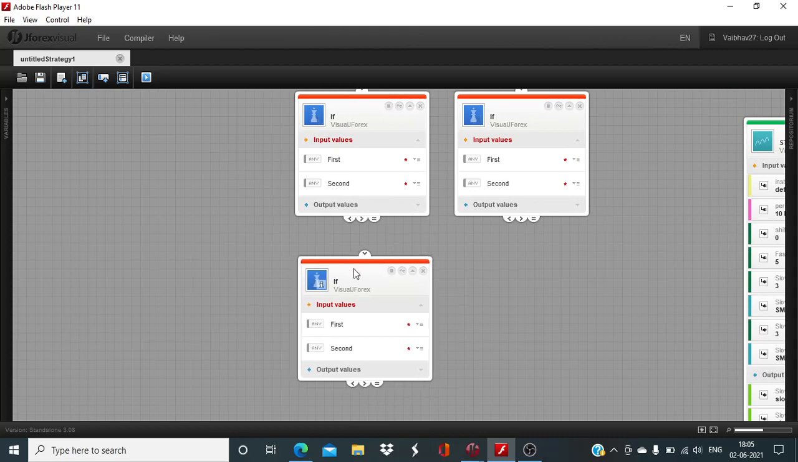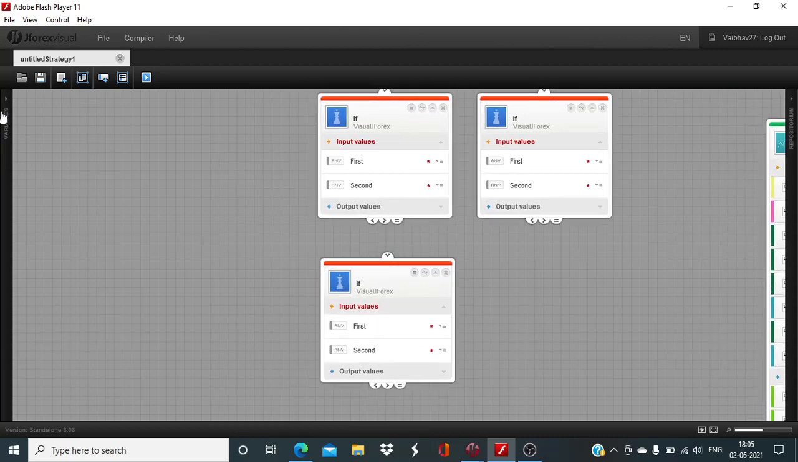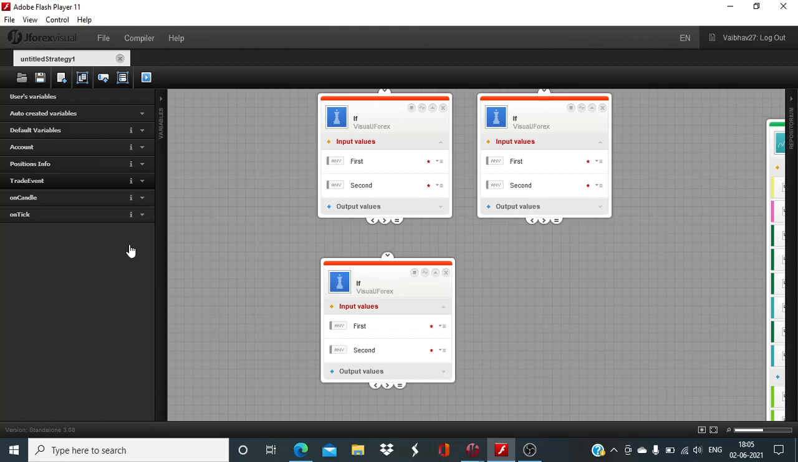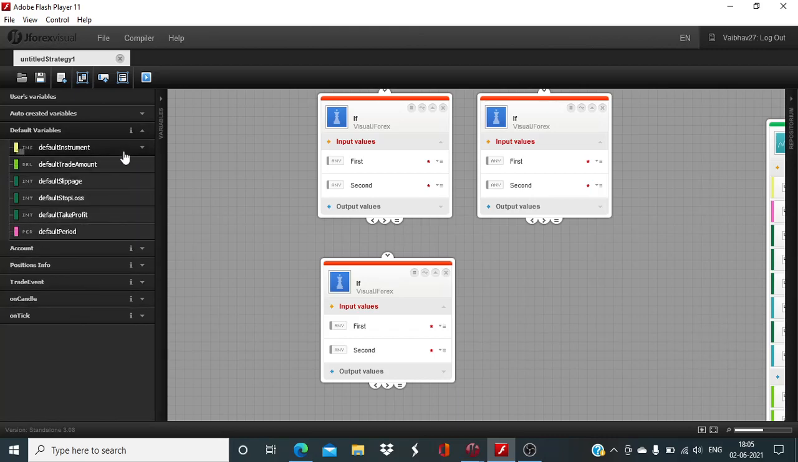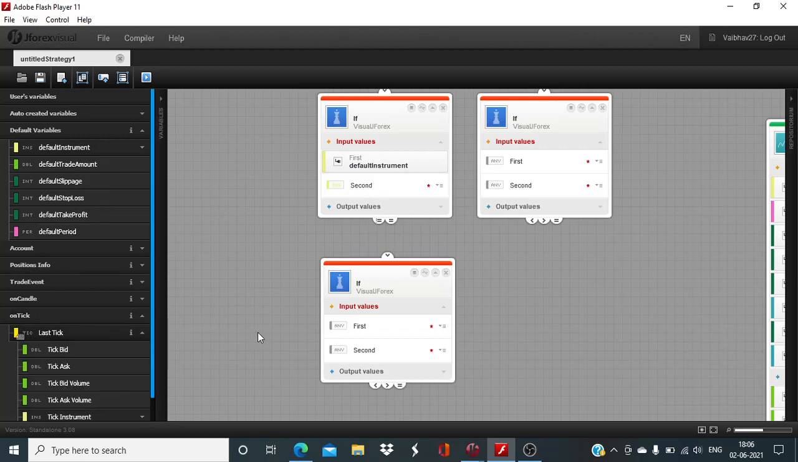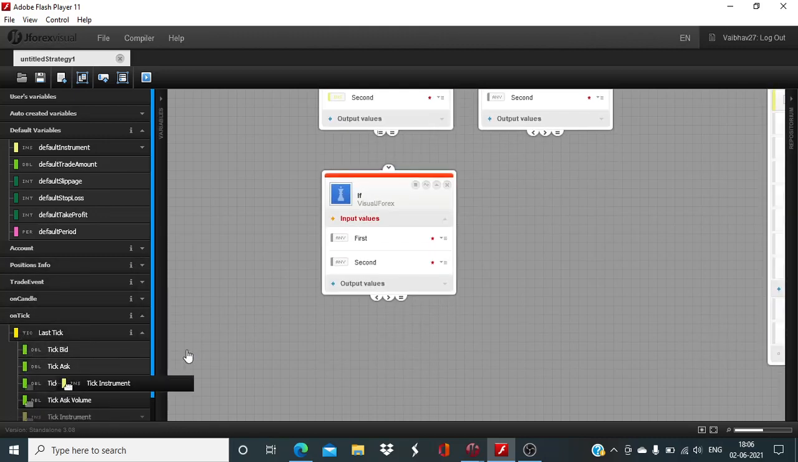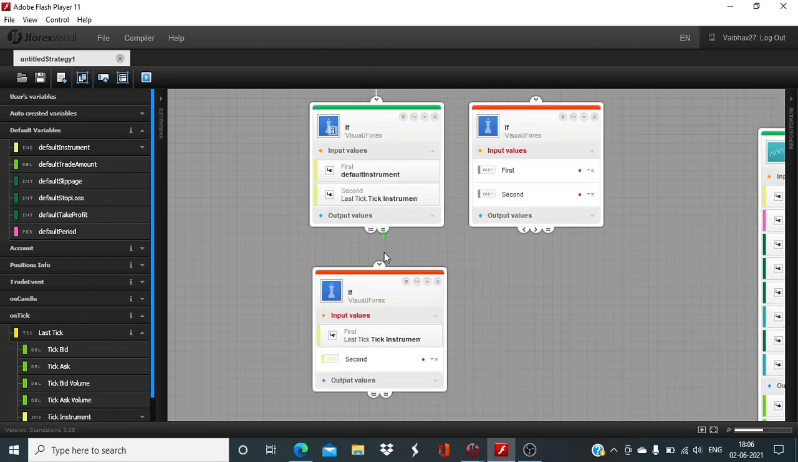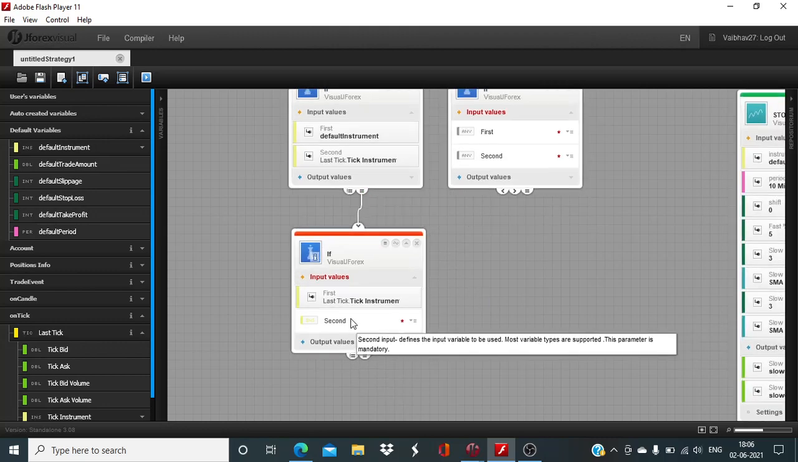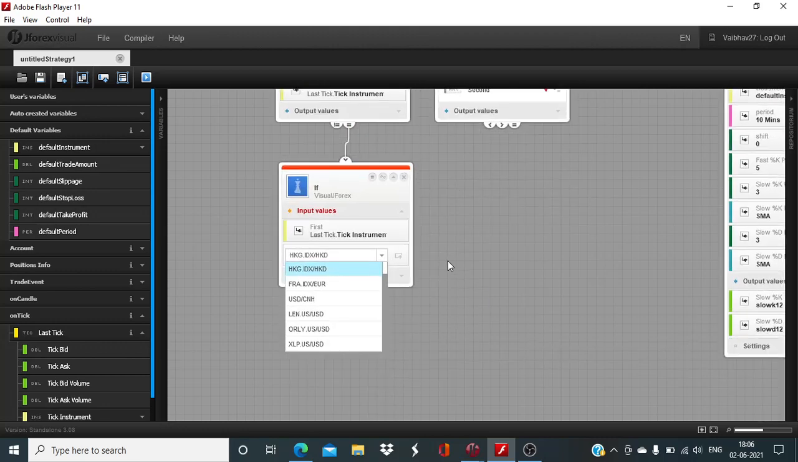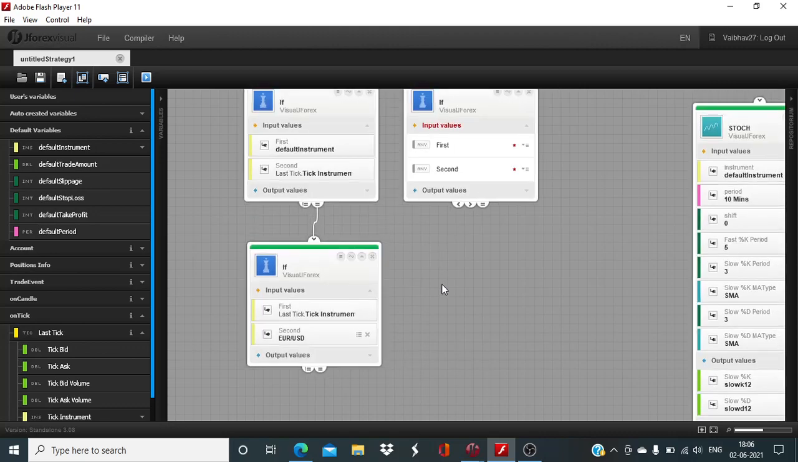We will want to see that default instrument matches the tick instrument. So default instrument should be equal to last tick instrument, and tick instrument should match the instrument of our choice, which is going to be Euro USD.